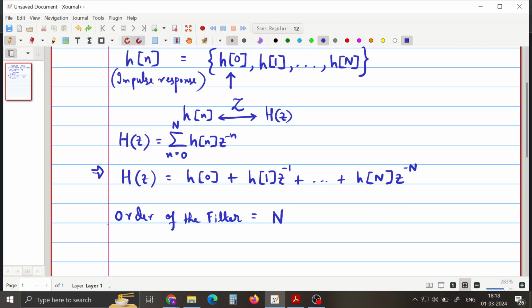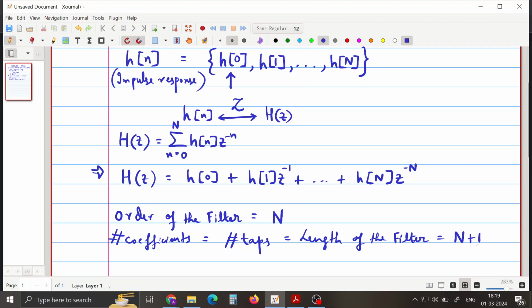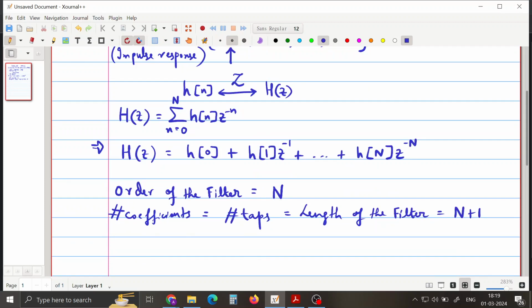If you see how many coefficients or terms there are, these are synonymous: number of coefficients, number of taps, or the length of the filter, all are the same. That is equal to n plus 1, because it starts at index 0 and ends at index capital N. So altogether there will be n plus 1 coefficients, which is the length of the filter. The length is 1 greater than the order, which is n plus 1.